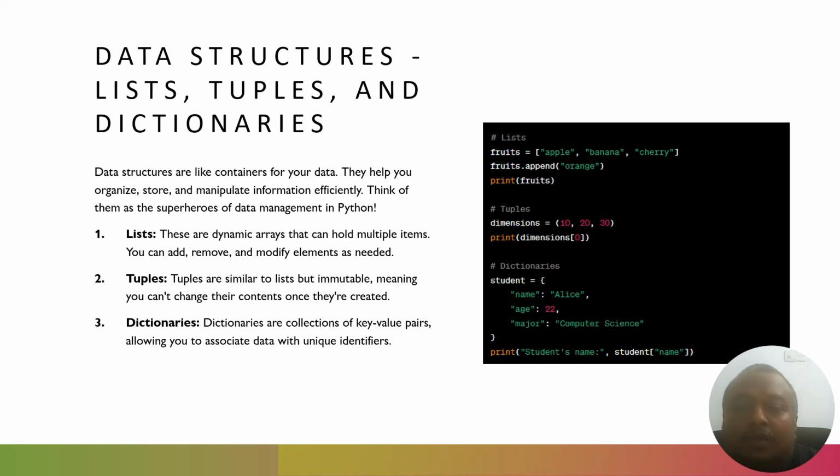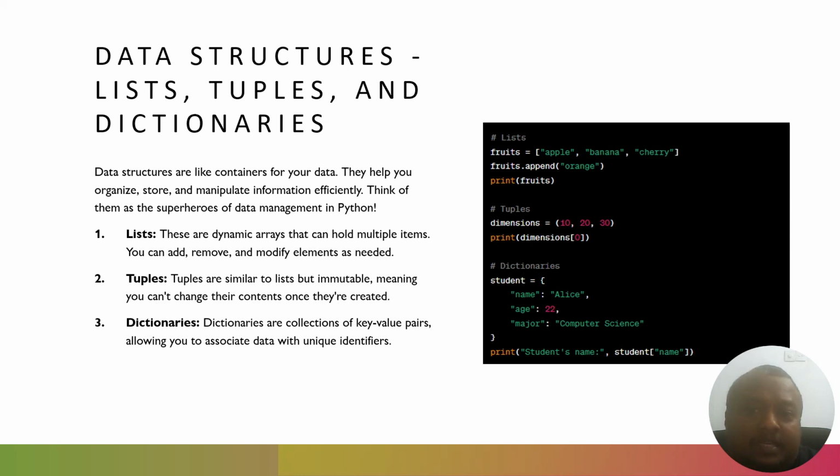So you can extract any of these key value pairs from a dictionary by providing the key with the dictionary name. Here it prints the student's name. You give the dictionary name student, and within square brackets you give the key name. Here it's name, so it will print Alice, because the corresponding value for the key name is Alice.